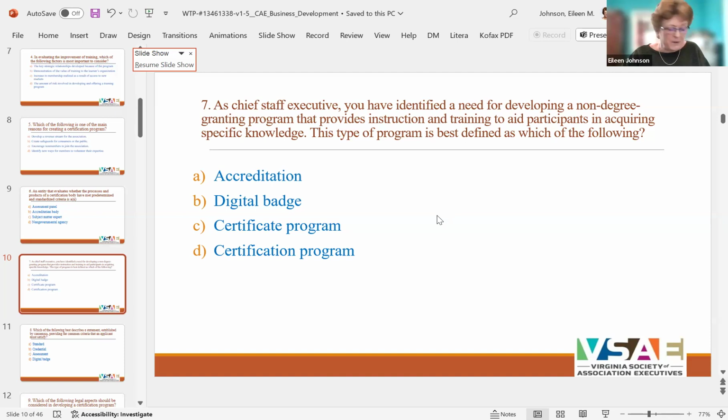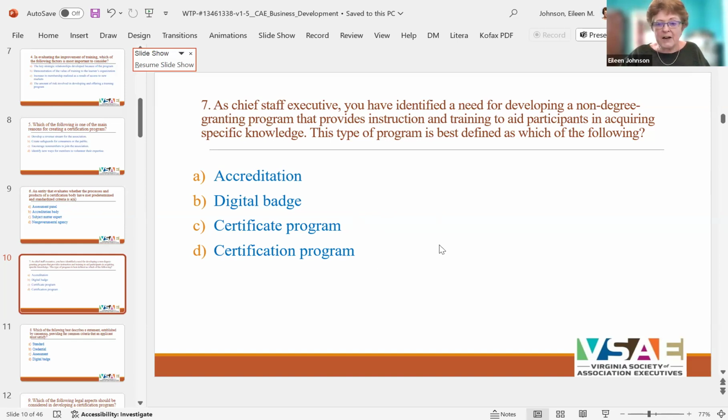Okay, so good analysis, and the answer is D, certification program. You're all across the board today. You were close in the analysis. I mean, digital badge, obviously not. Accreditation, no, because accreditation is of an organization, not an individual, right? So then you're left with between certificate and certification.